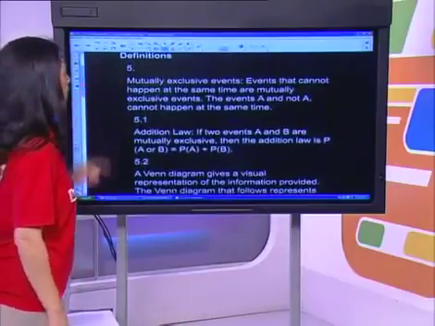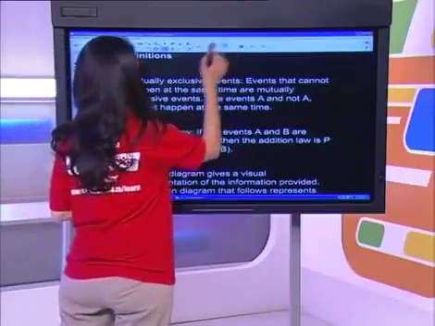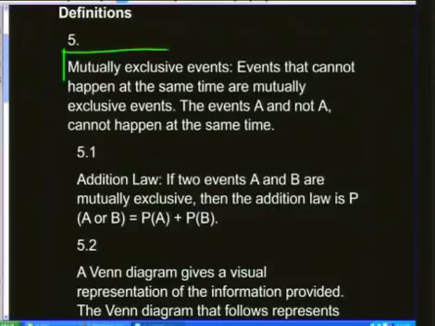Right, then we've got a very interesting phrase, mutually exclusive events. I'll show you a picture in a while, but for now, this phrase simply refers to events that cannot happen at the same time. They would be known as mutually exclusive events. So if you had event A and event not A, these could not happen at the same time.